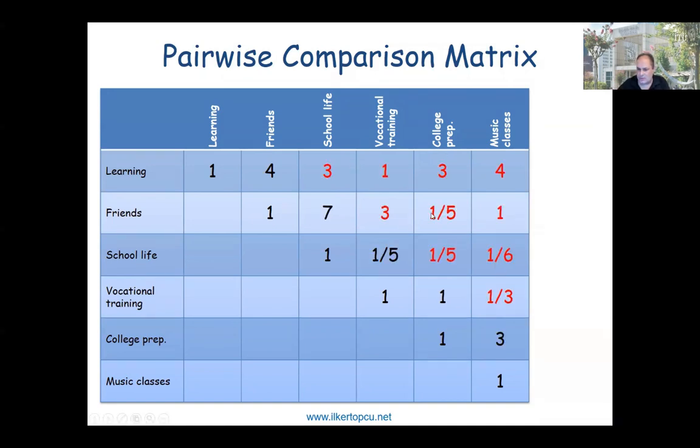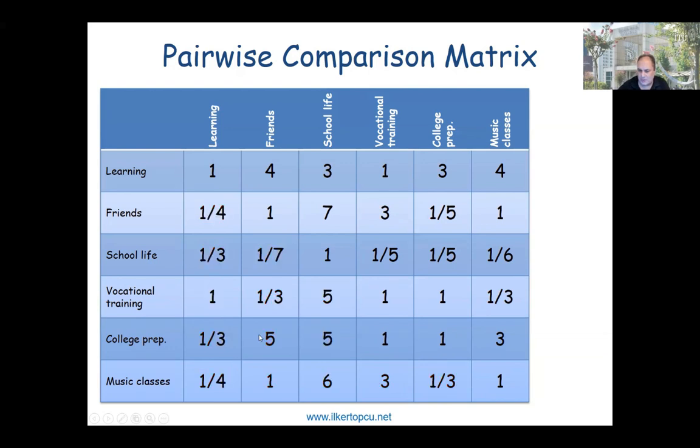You ask the other questions also, and then automatically, as this first row is 4, 3, 1, 3, 4, this first column would be 1/4, 1/3, 1, 1/3, and 1/4. And now our pairwise comparison matrix is ready. What shall we do next? If you are not using any software, after filling all these matrices and preparing the pairwise comparison matrix, you should convert this matrix to an eigenvector.